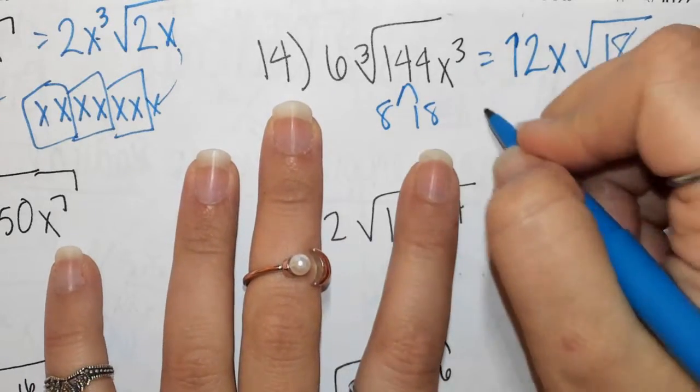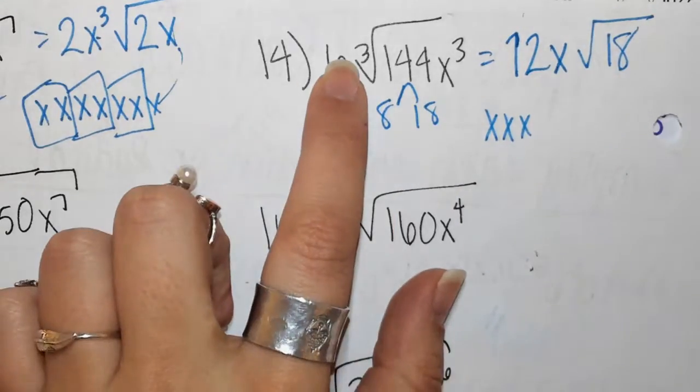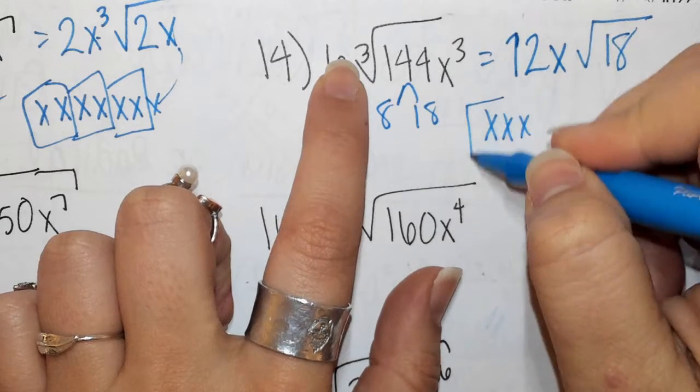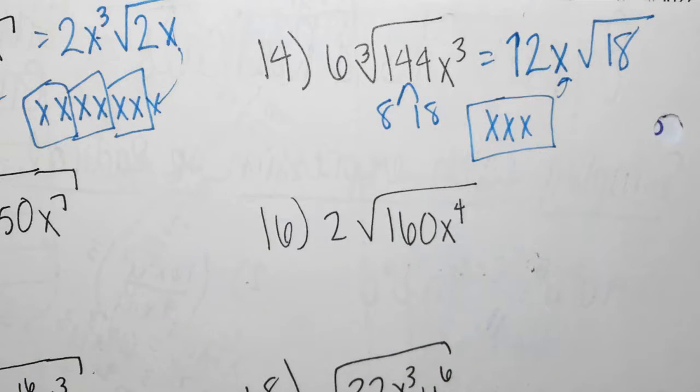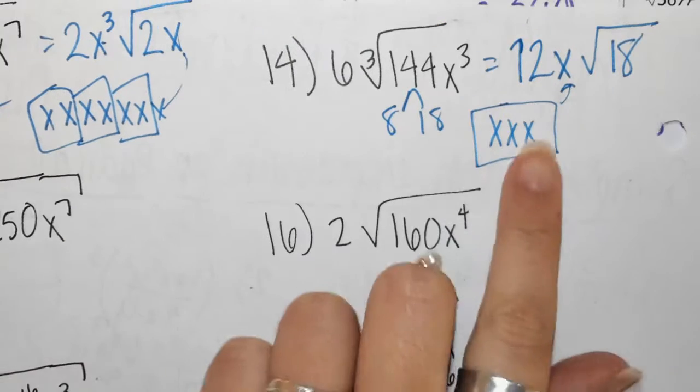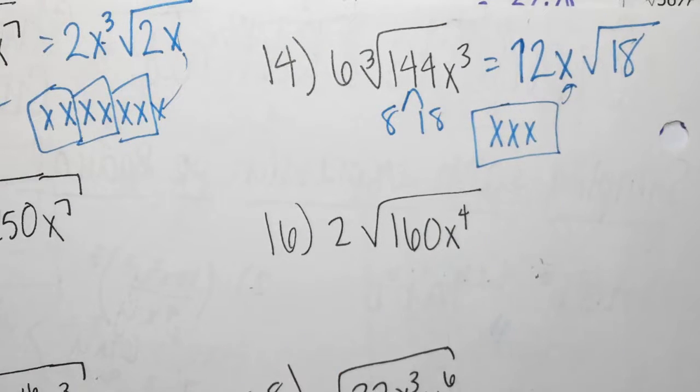Okay, you have 3 x's, right? And our index is 3, so we need sets of 3. How many sets of 3 do we have? Do we have any left over? Oh, that's right. Do we have any left over outside of our box? That's what I mean. Because our index is 3.